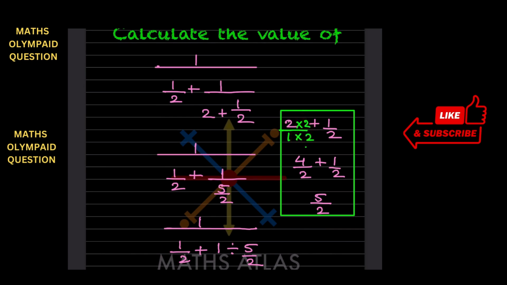So now what is here? 2 times 2 is 4, and this is 2, and this is 1 by 2. Now you can see the denominator is the same, 2 and 2. So you write it only once, and you add the numerators. So 5 by 2. This whole part is nothing but 5 by 2. Hope you got this one. Rest everything is the same.